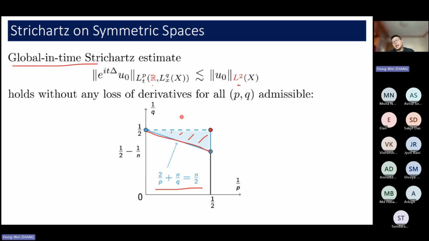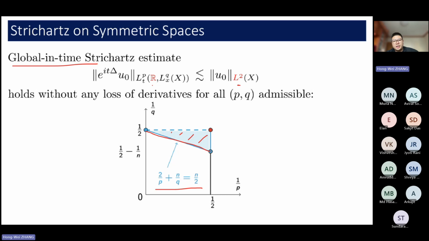This was generalized to all symmetric spaces, recently by some collaborators of mine, for both the wave and Schrödinger equations. We know that on symmetric spaces of non-compact type, we have a global in time Strichartz inequality without loss.